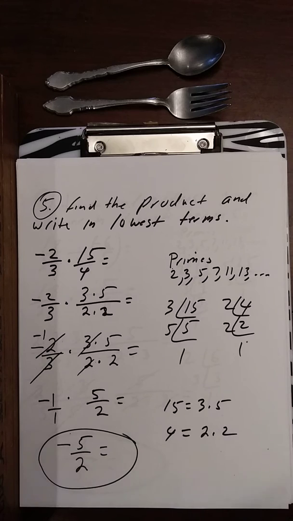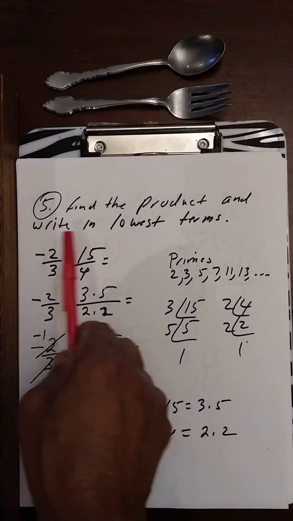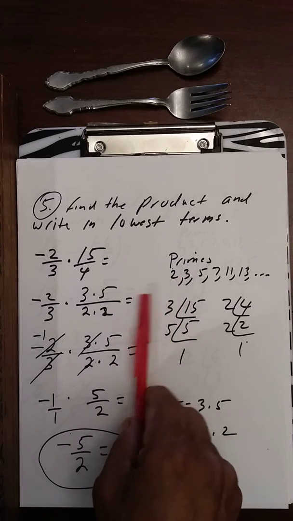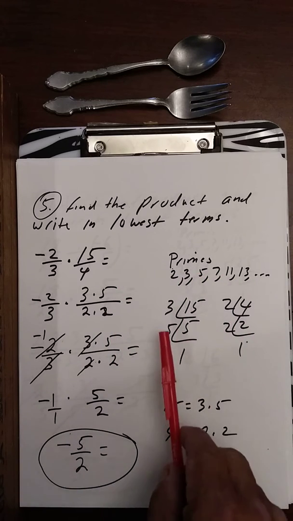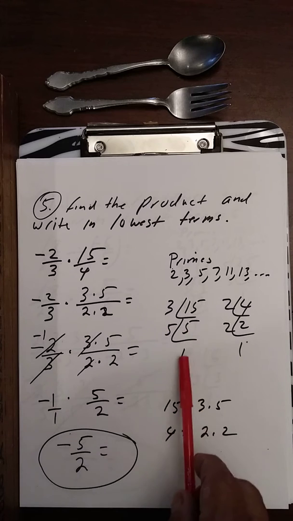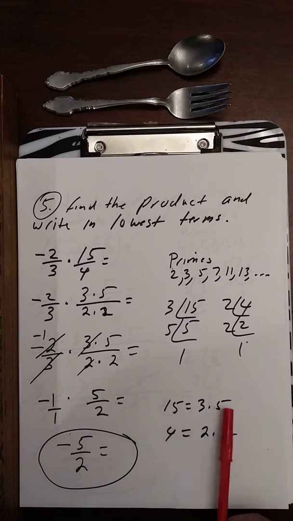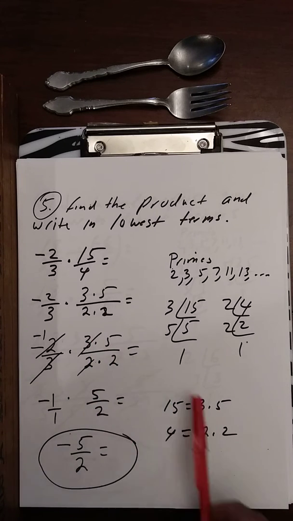Find the product and write in lowest terms. So there's the original problem. Before we do anything, let's do factors, primes. 2, 3, 5, 7, 11, 13, and so on. 3 divides 15, 5. 5 divides 5, 1. 2 divides 4, 2. 2 divides 2, 1. So 15 is 3 times 5. 4 is 2 times 2. Now substitute these numbers back in here.